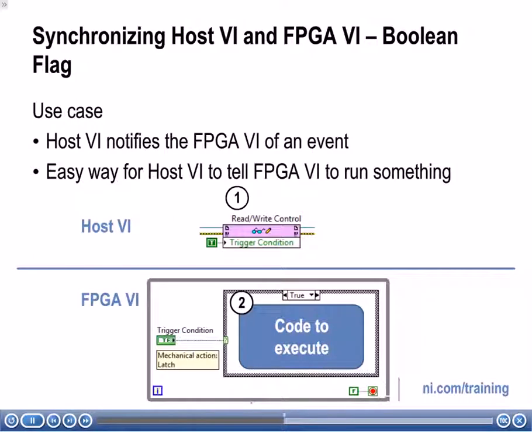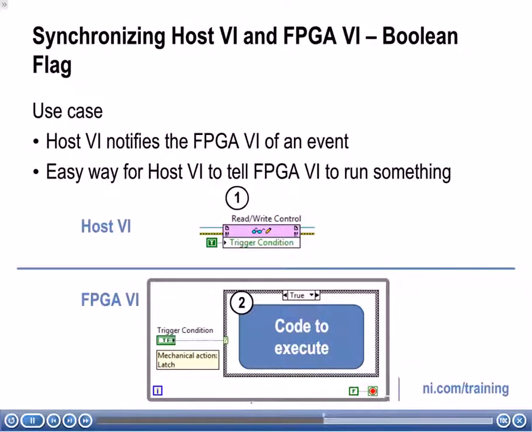What that means is when the host sends a true value down to it, the FPGA VI trigger condition control is going to read that true once, and then it's going to reset itself to false. So in other words, every time the host VI sets trigger condition to true, the FPGA VI will only execute that code inside that case structure once. So for each time the trigger condition is set to true in the host, the FPGA will execute that code in the case structure once.